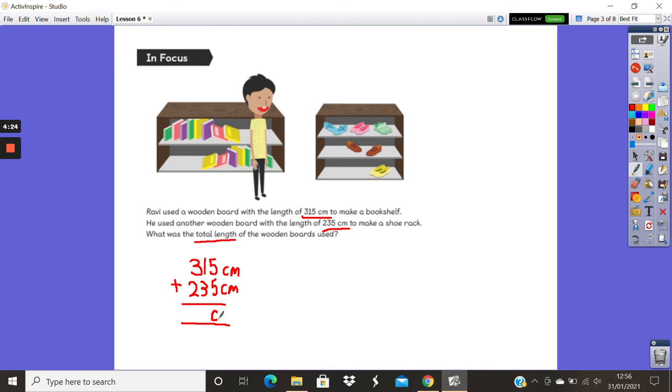I would put my 0 in my ones column, carry over my 10. I've got 10, add 3 tens would be 4 tens. Add 1 more would be 5 tens. And then I've got 300 add 200 would be 500. So that gives me a total of 550. Now it's really important I remember to write the measurement as well. So I've got 550 centimetres. So the total length of the wooden boards used is 550 centimetres.